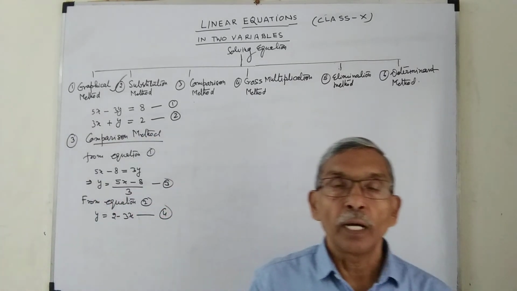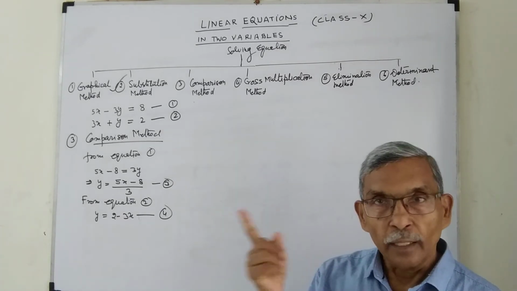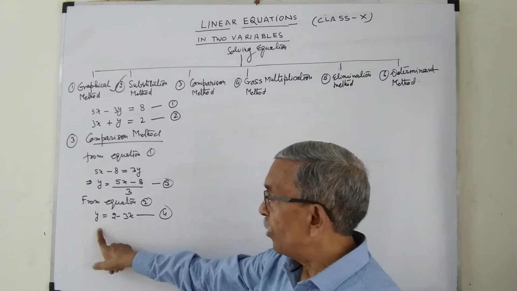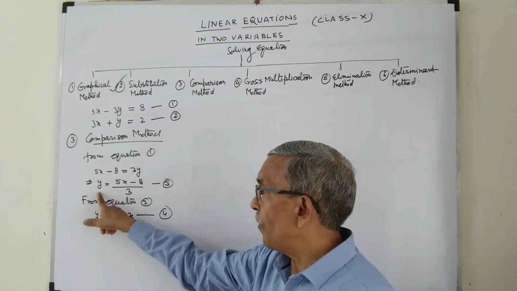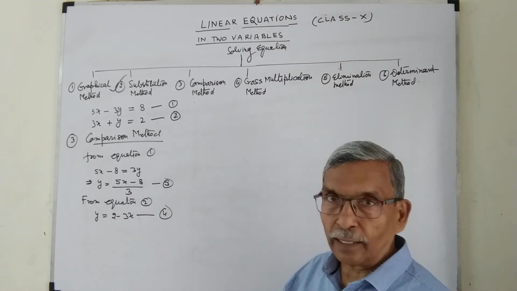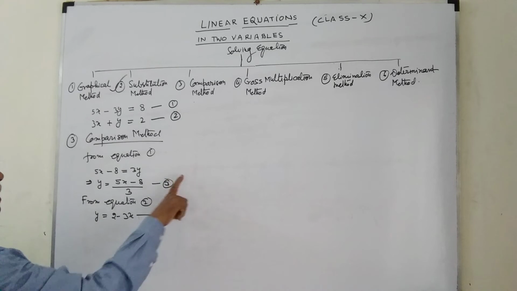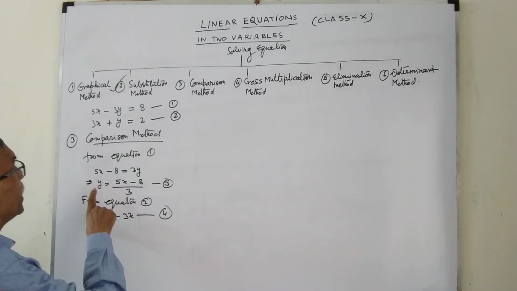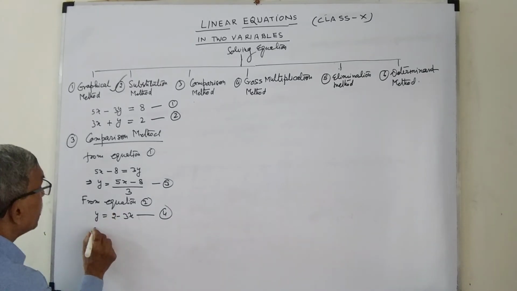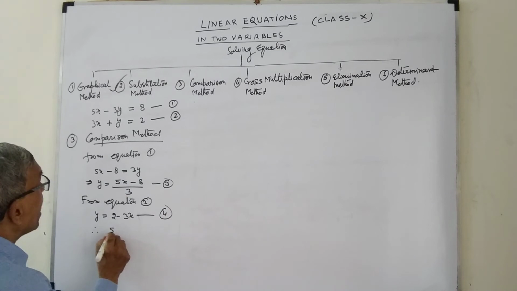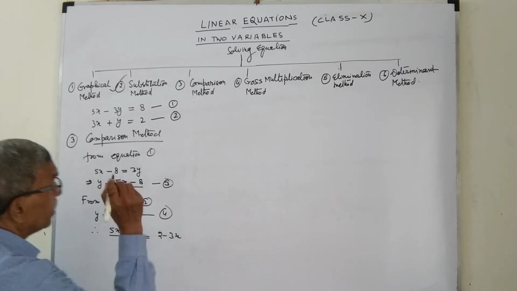Now there is a rule: if one side of each of two equations is equal, then the other side must be equal. This is one way. Another way, the value of y you can substitute here, and you will get the same thing. So by the comparison method we are comparing these two equations, equation 3 and 4. Here the left hand side is equal, so the right hand side must be equal. Therefore 5x minus 8 upon 3 is equal to 2 minus 3x.